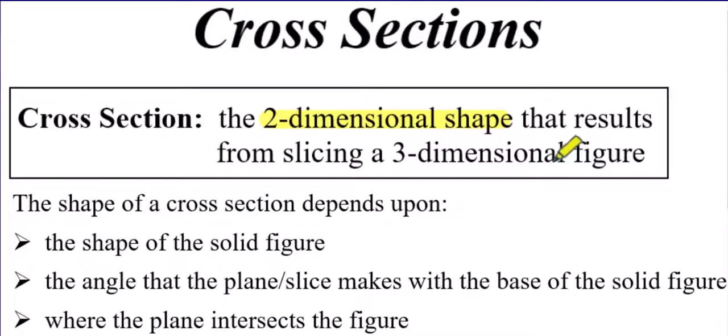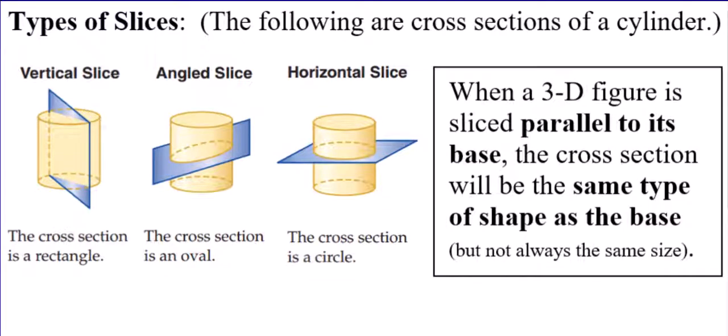figure. The shape of a cross section depends upon the shape of the solid figure, the angle that the plane or slice makes with the base of the solid figure, and it also depends on where the plane intersects the figure. Okay, here are some examples, and these are going to be cross sections of a cylinder.